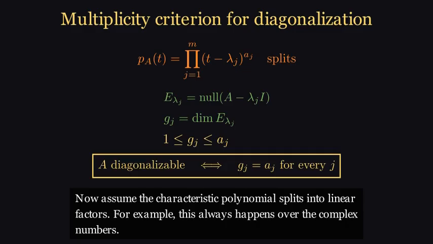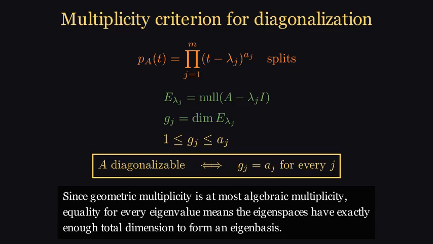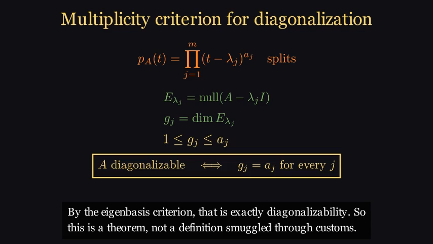Now assume the characteristic polynomial splits into linear factors. For example, this always happens over the complex numbers. Since geometric multiplicity is at most algebraic multiplicity, equality for every eigenvalue means the eigenspaces have exactly enough total dimension to form an eigenbasis. By the eigenbasis criterion, that is exactly diagonalizability. So this is a theorem, not a definition smuggled through customs.